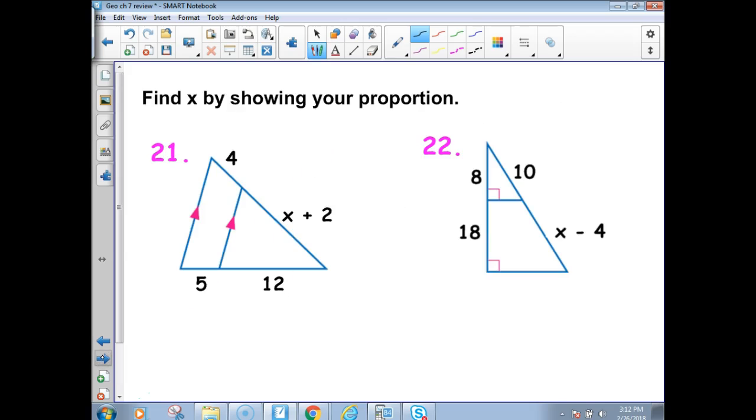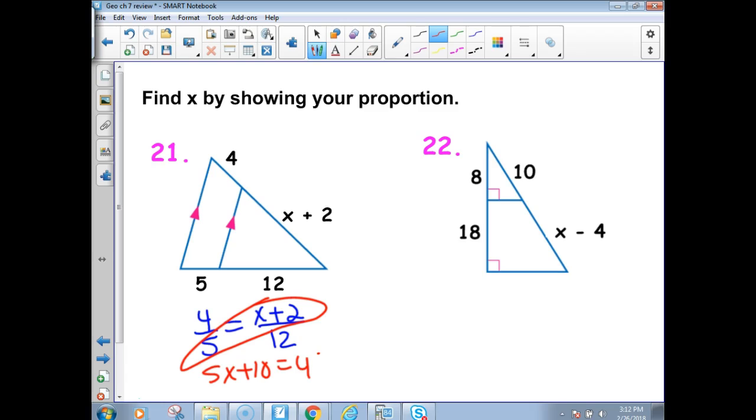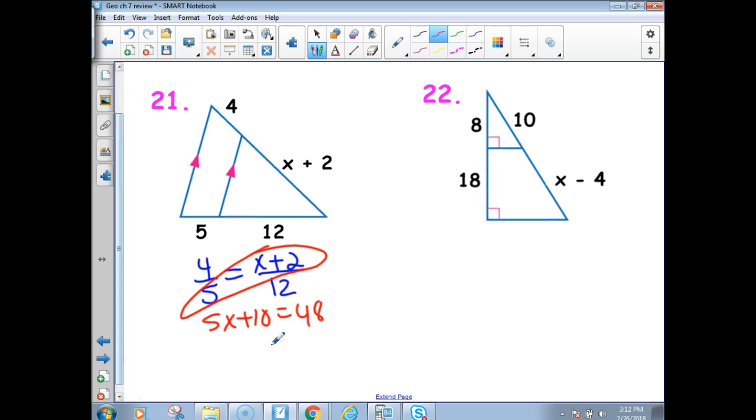Okay, 21. I would just do this as you see it, meaning I see 4 over 5 and x plus 2 over 12. And then just do my cross product property. 5x plus 10 is equal to 48. Subtract 10 from both sides. 5x equals 38. And then I have to divide by 5. 7.6.